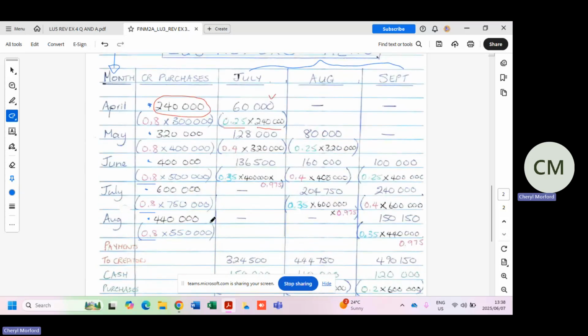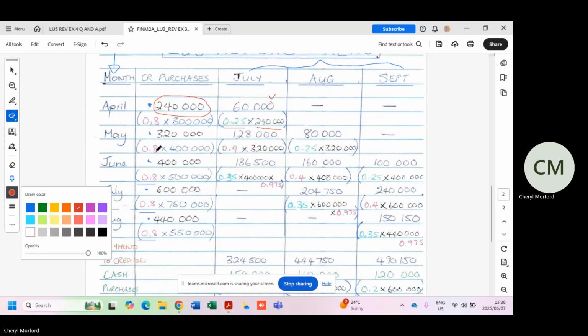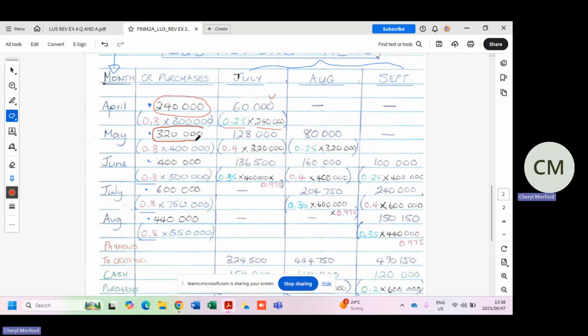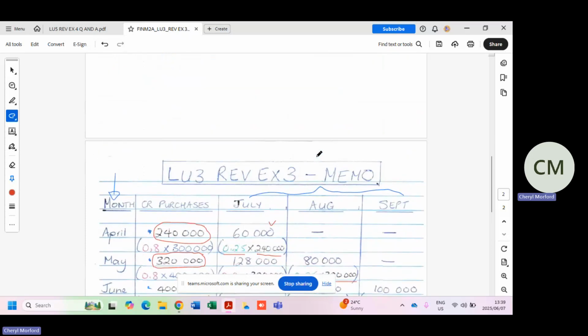Come down here. First of all, I must use the credit purchase amount of the 320,000. Notice that. Don't make a mistake and use the total purchase. Then in July is my 40%, August, the remaining 25%. That's it. We're done with the May purchase.